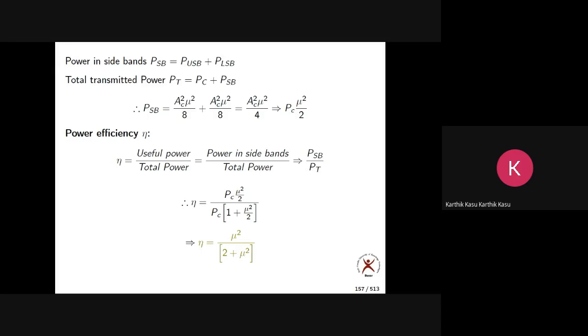Okay. This is very important. So that is the power efficiency of your AM. What are the conditions? Can you tell me what condition? Anybody?